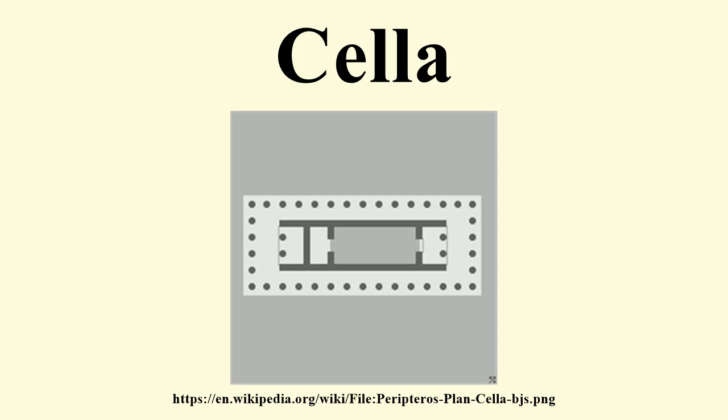Christian churches. In early Christian and Byzantine architecture, the cella or naos is an area at the center of the church reserved for performing the liturgy. In later periods, a small chapel or monk's cell was also called a cella.